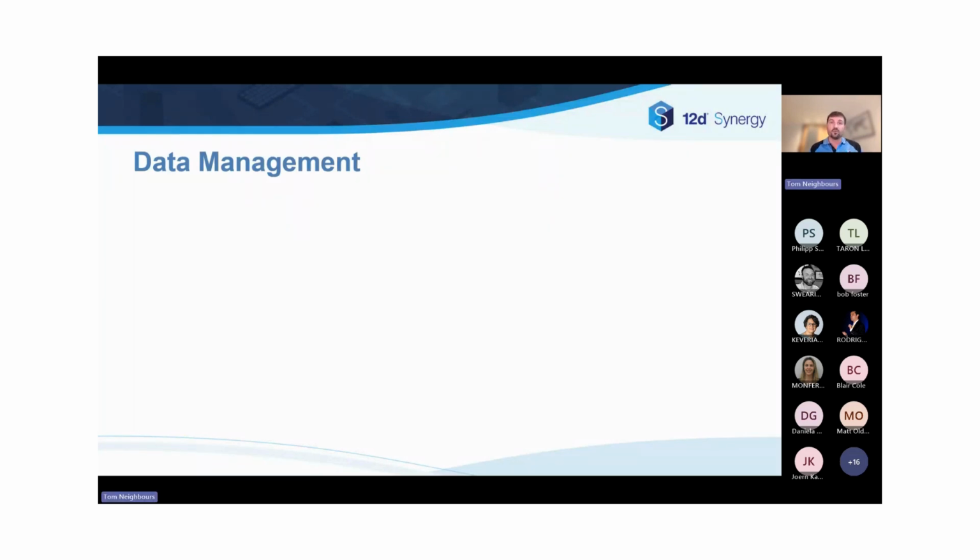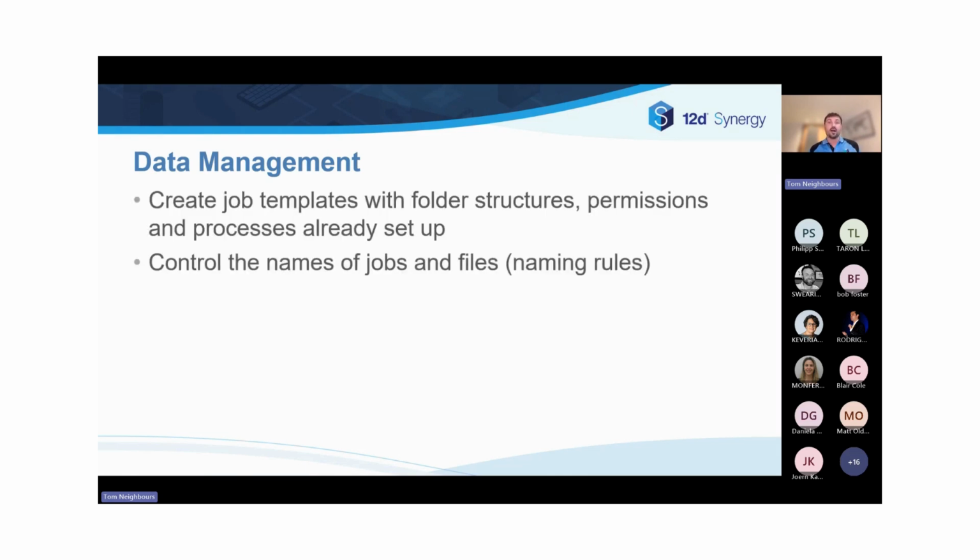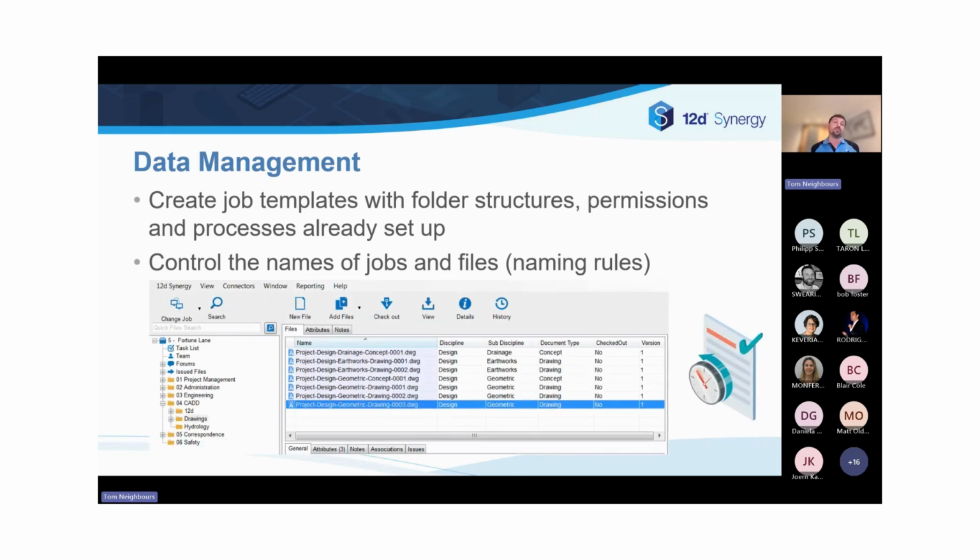On the 12D Synergy end as well, you have even more features like creating job templates, preset folder structures, permissions and naming conventions, plus full version control and revision management. So one of the great things about this is how flexible it is. So you can customize it to suit your specific needs and apply it to any data set within your project. This is another real key point with 12D Synergy. It is completely file type agnostic. So you're pretty much not limited in what you can work with.